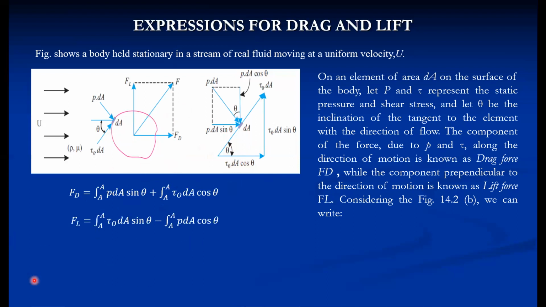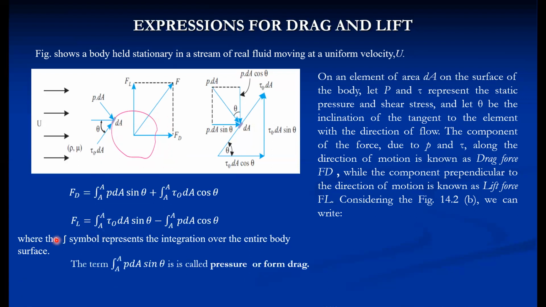And the components of lift force are tau dA sin theta and minus PdA cos theta, because the components perpendicular to the direction of flow are called the lift forces. The integral symbol represents the integral over the entire surface of the body, so this is a surface integral. After integration, we get the expressions for FD and FL. Then the resultant force is F equal to the square root of FD squared plus FL squared.